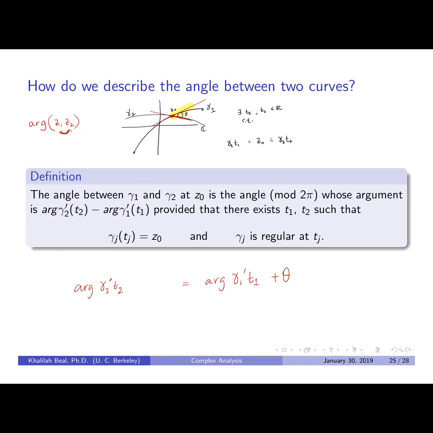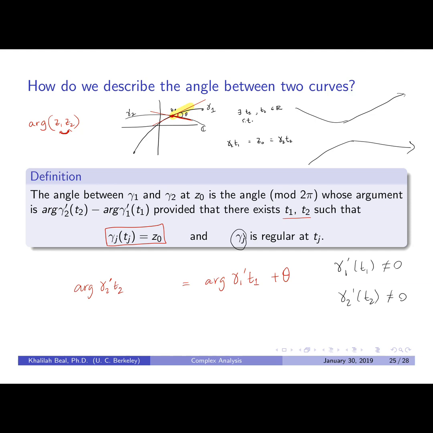Now, embedded in the definition are a couple of assumptions, a couple of requirements. Provided that there exist T1 and T2 such that the curves intersect, because imagine if you had two curves that don't intersect, how do you discuss the angle between them? Doesn't make any sense, right? So we need for the curves to intersect at some point z naught. And another thing that we're going to require is for our curves to be regular at that point. So that means gamma 1 prime of T1 can't be equal to 0, and gamma 2 prime of T2 can't be equal to 0. Okay?